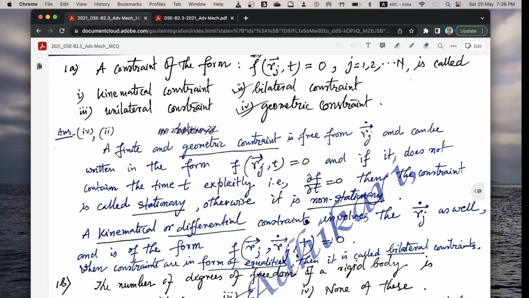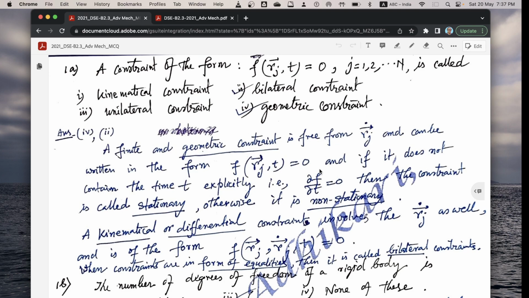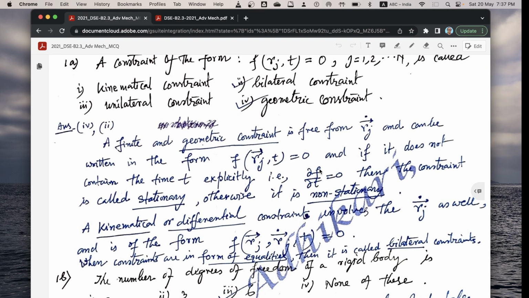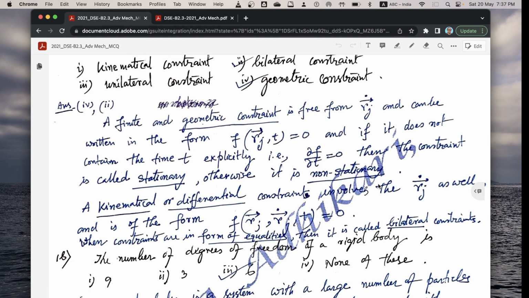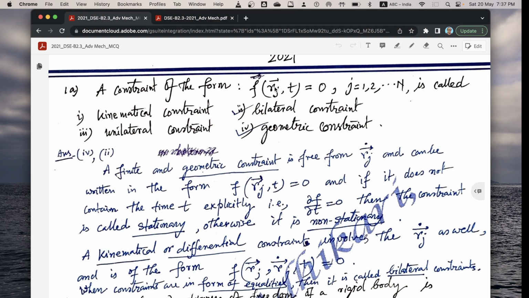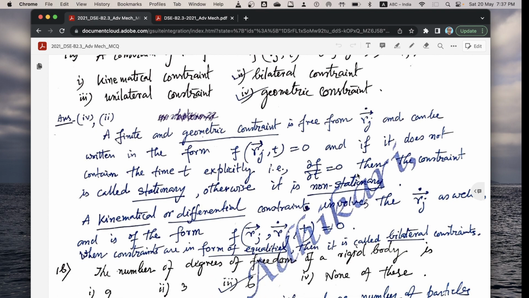A finite and geometric constraint is free from r_j dot vector and can be written in the form f(r_j vector, t) = 0. And if it does not contain the time t explicitly, that is ∂f/∂t = 0, then the constraint is called stationary. Otherwise, it is non-stationary. Obviously, here f(r_j vector, t) does not contain r_j dot vector, so it is a geometric constraint.